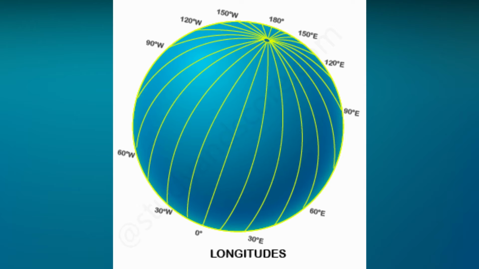Meridian means midday. The longitude that passes through Greenwich in London is considered 0 degree longitude. It is also known as the Greenwich meridian or the prime meridian. The prime meridian and the 180 degree meridian divide the earth into two equal halves. They are the Eastern Hemisphere and the Western Hemisphere. India is located to the east of the prime meridian.